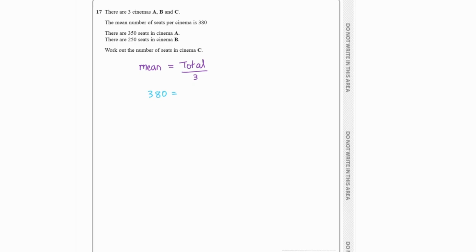And in order to find the total number of seats, we would add 350, which is the seats in A, 250, which is the seats in B, and we don't know the number of seats in C, and that's what we're looking for, so we can just call it X. And this total needs to be divided by 3. So we can first work out the 350 plus 250, which gives us 600, which is the total number of seats in A and B, and then write this as 600 plus X over 3.